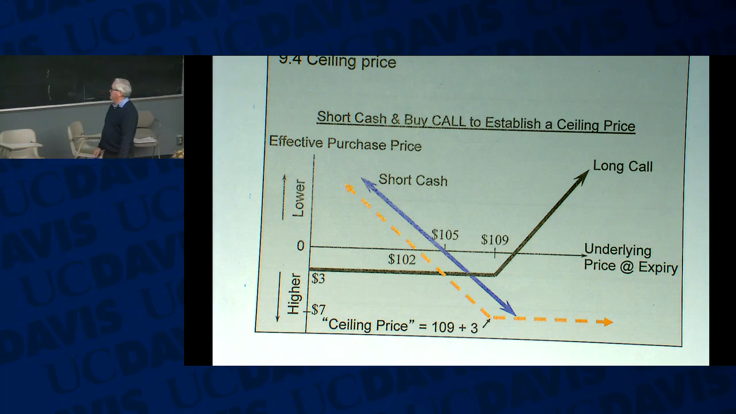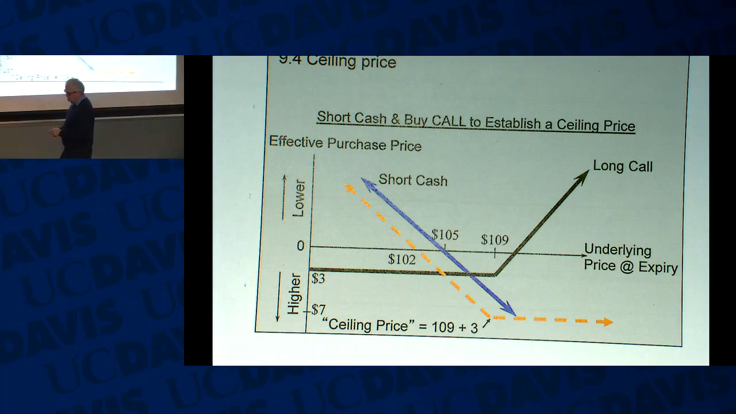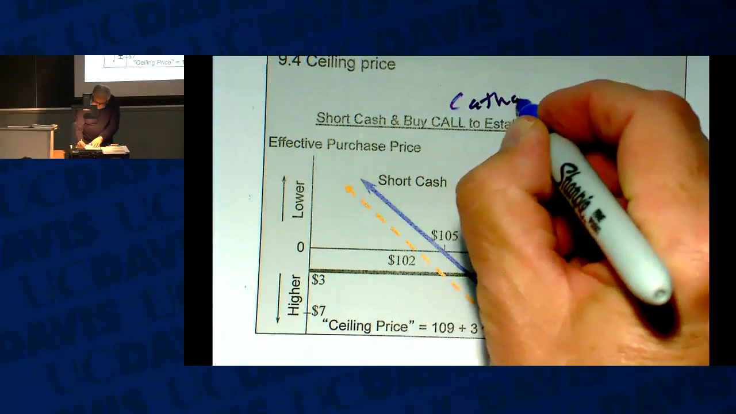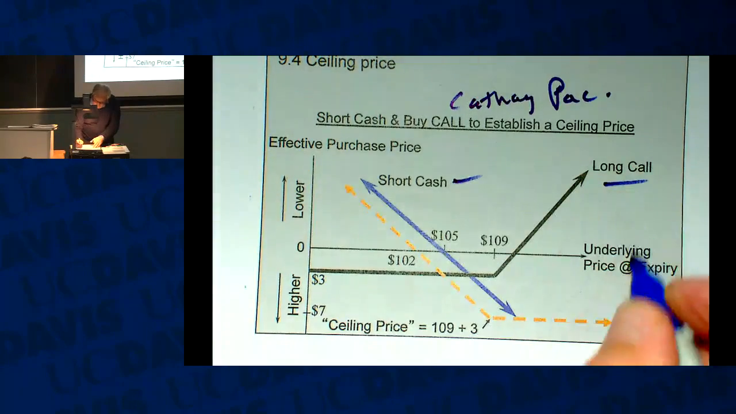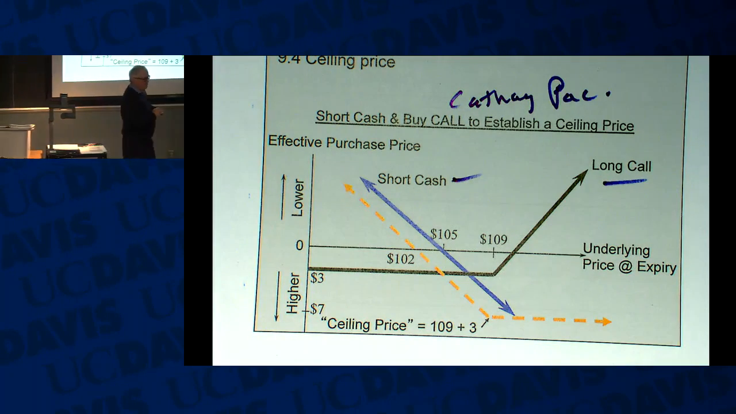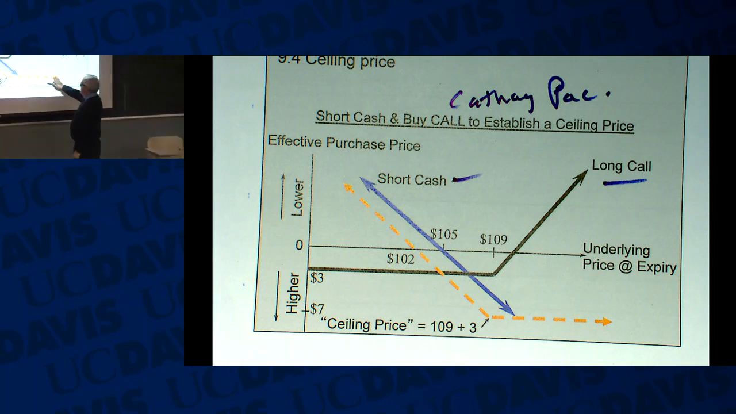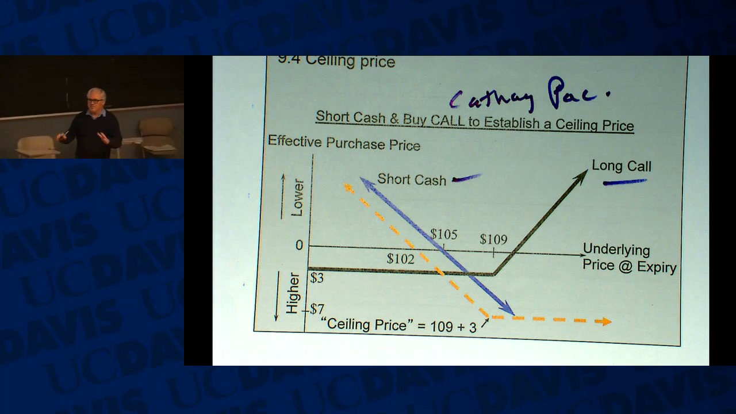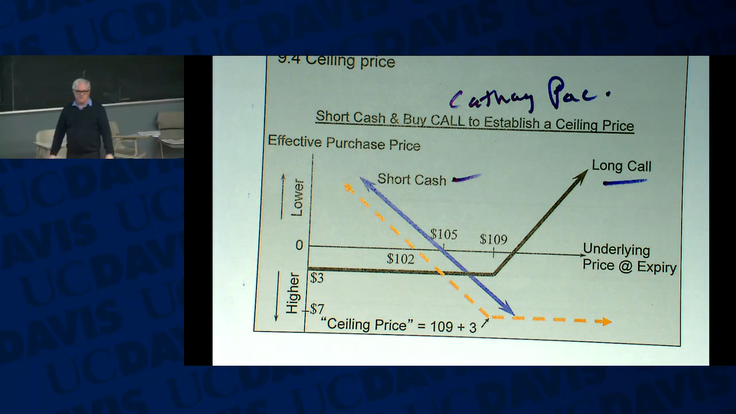So here's the story for Cathay Pacific. Short cash, buy a call. Buy a call, short cash. You put those two together, and this is what you get. Okay, what does that look like? If I just drew that orange dash line on a blank sheet of paper and said, here's a payoff chart to an option, what does that look like to you?